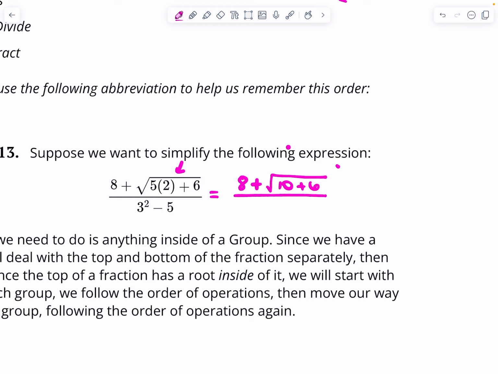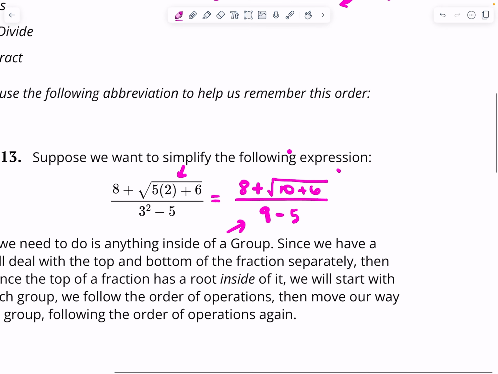And then over here, now we can work what's going on inside of that grouping symbol. The exponents first, so that 3 squared becomes 9 minus 5. We're still working separately, the top and the bottom. On the top, we're still working inside that radical. So the 8's outside, plus the square root of 10 plus 6, which is the square root of 16. We have no more multiplying or dividing or exponents below, so now it's 9 minus 5, which is 4.